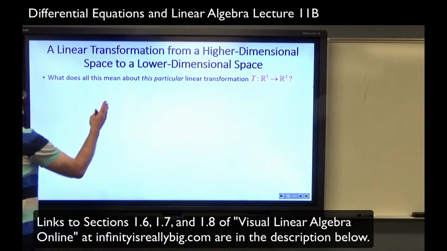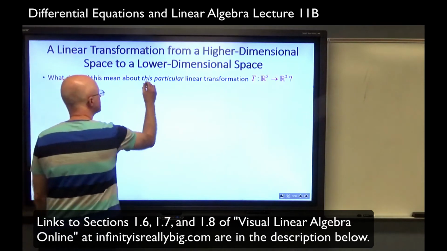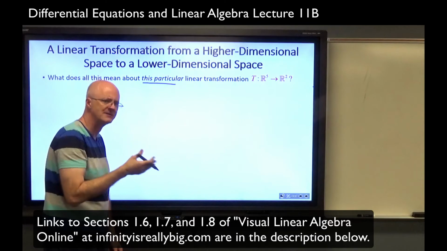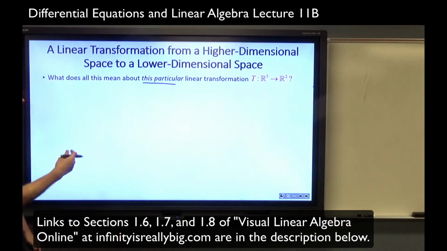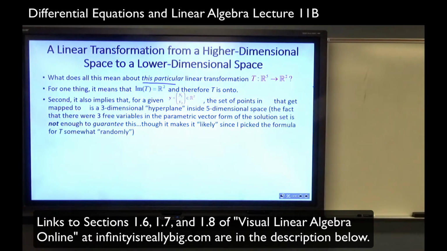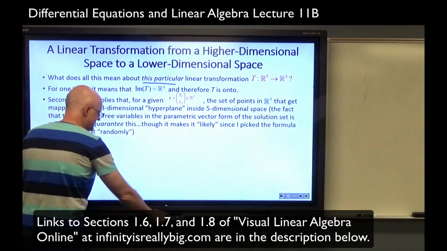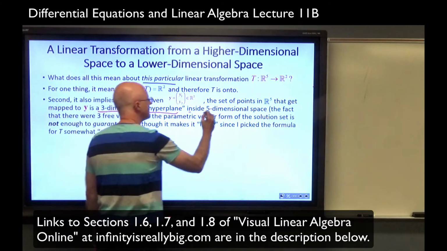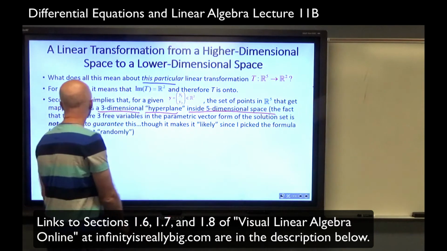Now, what does all this mean about this particular linear transformation where I picked the A matrix with numbers that were somewhat random? From R5 to R2, it means the image of T, like I mentioned, is all of R2 and T is onto. Second, as I've mentioned, for a given Y in R2, the set of points in R5 that gets mapped to Y, just like I just said, is some sort of three-dimensional hyperplane sitting inside five-dimensional space.